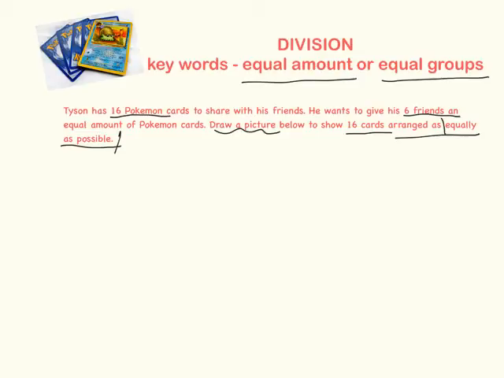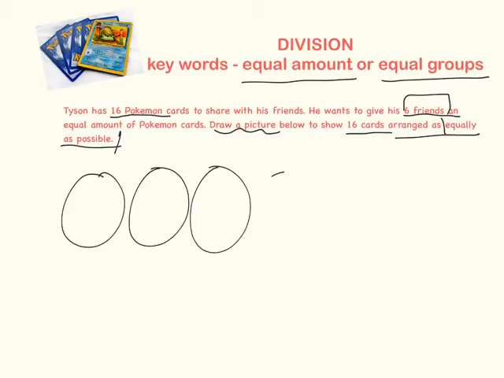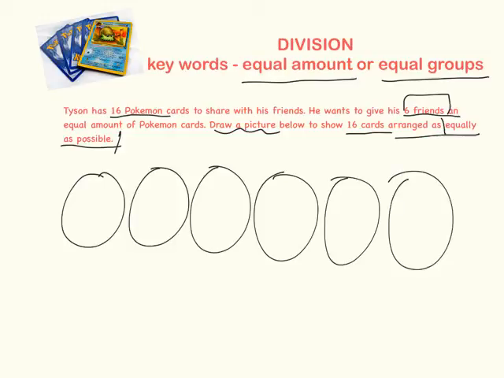I'm going to get started and draw those friends because that's what I'm supposed to do. I'm supposed to draw a picture. They're going to be represented by circles. Now it's a little different from the multiplication. We're going to distribute the 16 Pokemon cards. I'm going to start with giving each friend 1 Pokemon card to begin with. So each has 1, so that's 6.